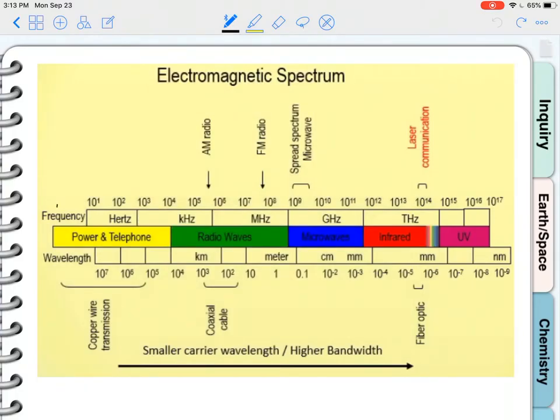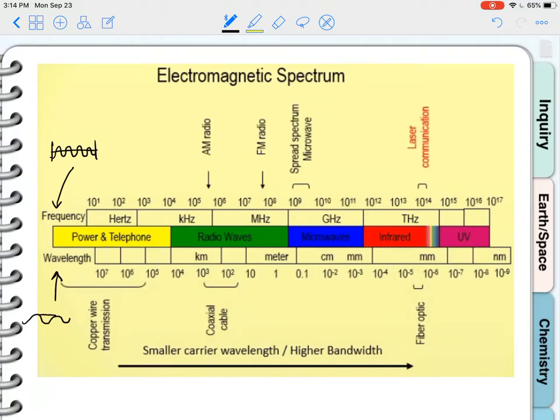Here is the word frequency. And remember, this is how many waves pass a given point. That's this picture that we drew. So how many of those waves fit in that 1 second thing? And then here's wavelength, which is, if you recall, the distance between the two peaks of the waves.